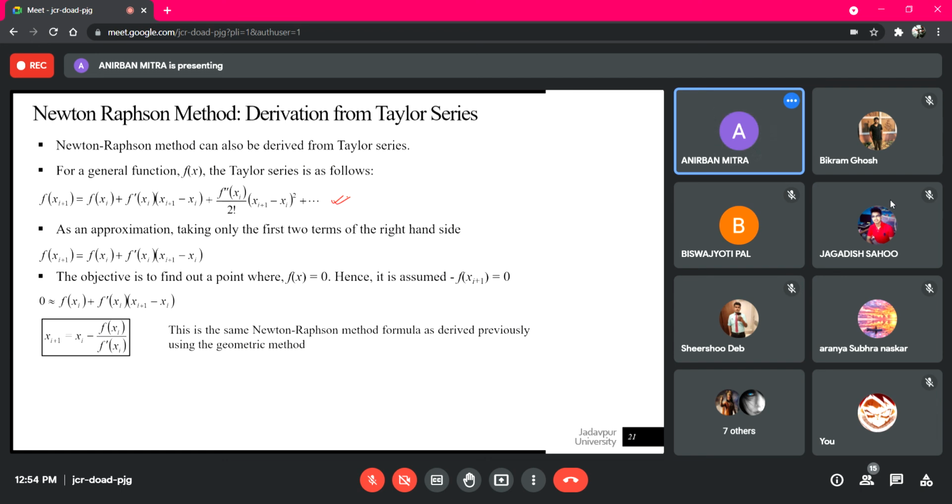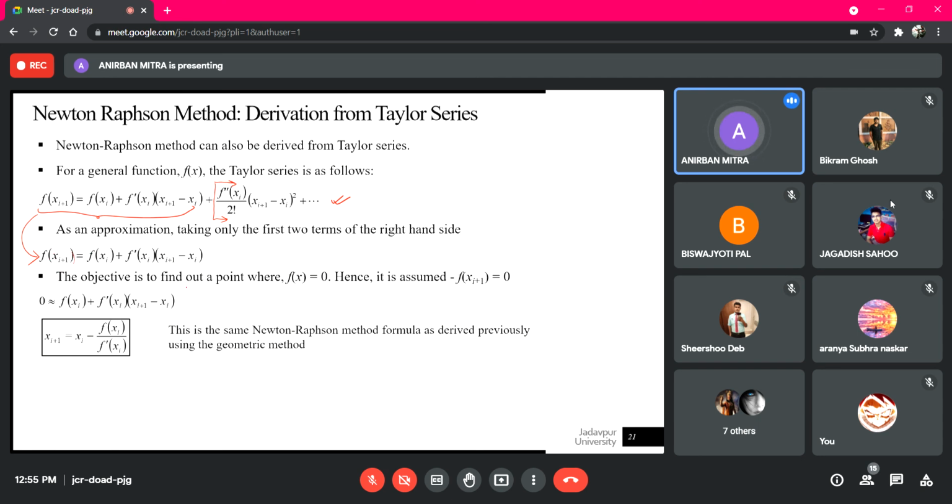This is the form. What needs to happen is you keep the first two terms, consider a two-term approximation, and discard everything from here. So whatever remains, this part, you take it like this, and you can already see that f of xi plus 1 is equal to f of xi plus f dashed xi multiplied by xi plus 1 minus xi. Now, this is supposed to be the root.